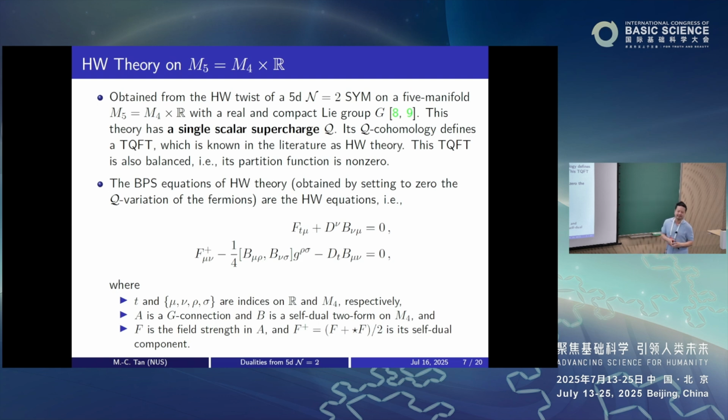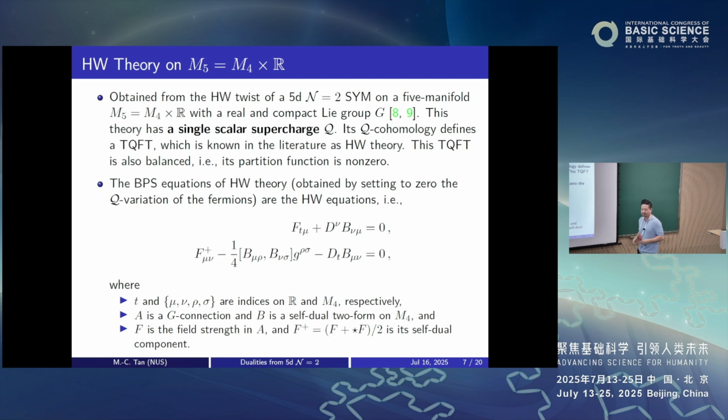Now this theory has a single scalar supercharge, meaning that after you twist it, twisting just shifts the spins of the fields and the supercharges. How do you do that? You essentially embed the R symmetry of the supersymmetry group into the Lorentz group, and that involves changing some indices on the spinor fields, and by group theory, you can see that they transform either as scalars or one forms. So there is a single scalar supercharge that you get in this theory, calligraphic Q, and one can study the Q cohomology of this. Essentially what it means is that you're studying a certain BPS sector of the original physical theory, and this Q cohomology defines the TQFT.